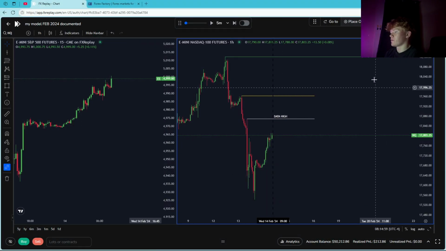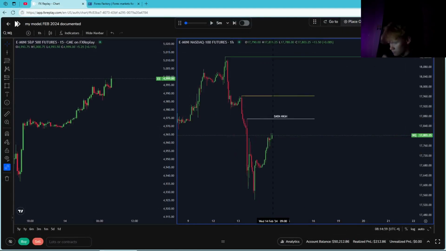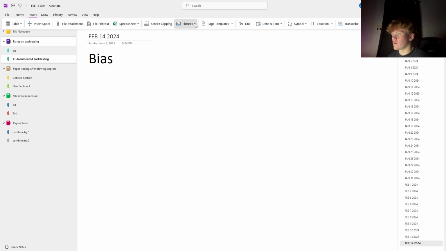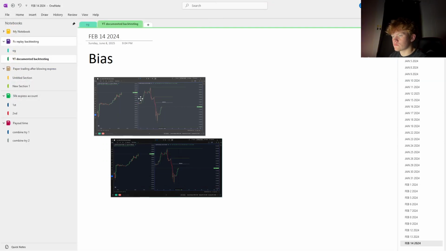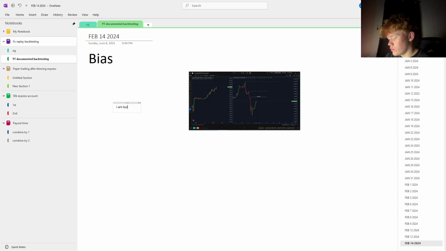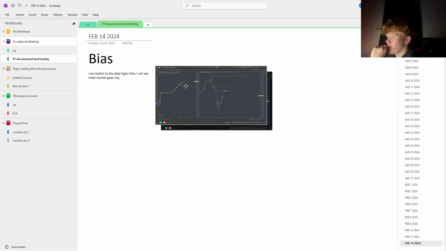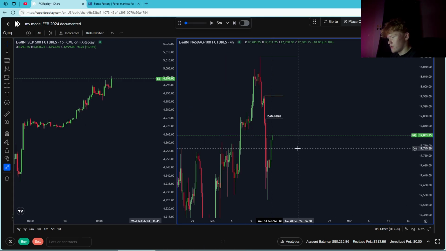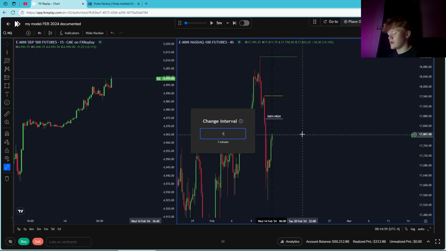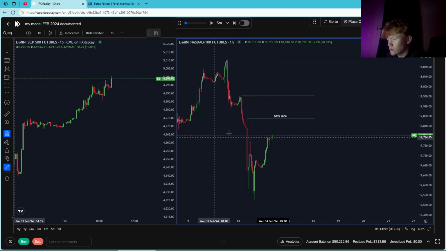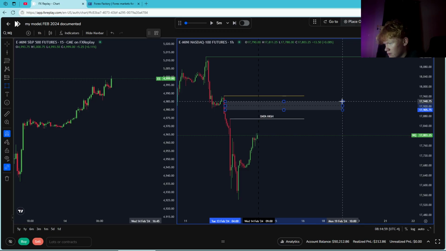Because there's not really any 1 hour until that one up there. There is 4 hour, though. So I'll say, I am bullish to the data at the highs. Check the 4 hour. Yeah, I don't hate it. I don't hate the data highs at all. I will mark out this.